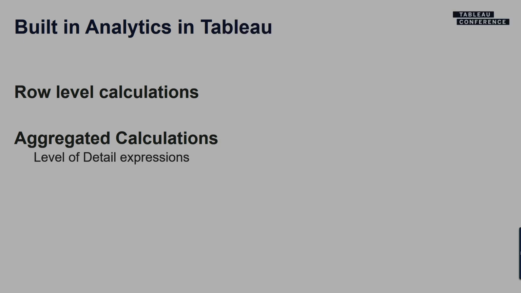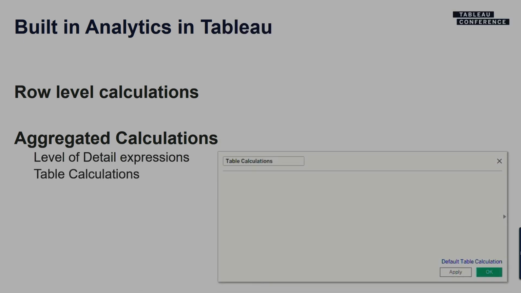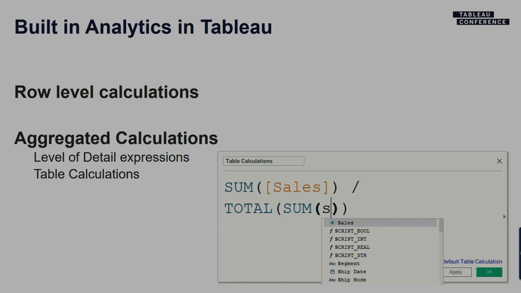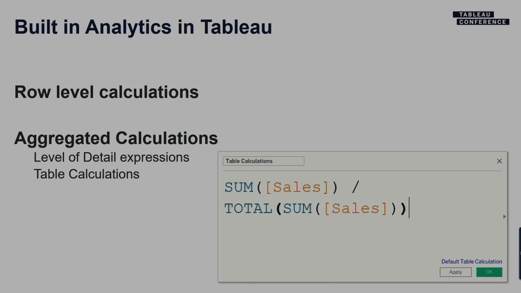But beyond level of detail calculations, we also have table calcs. These are special in the sense that they're run based off the values that are already in the view. So if I want to do a percent of total, I'll take the sum of sales, which gives me a value for a particular mark, and then divide that by the total sum of sales. The total there being the sum of all the marks within the view.